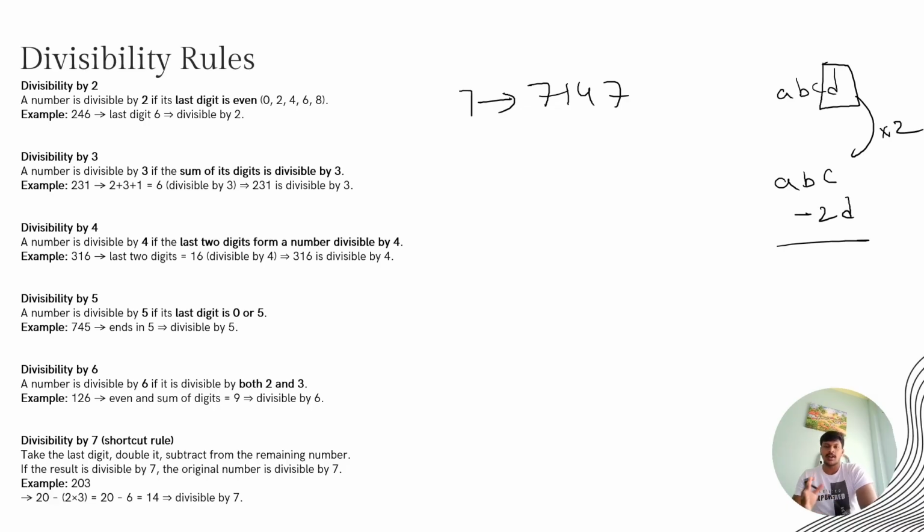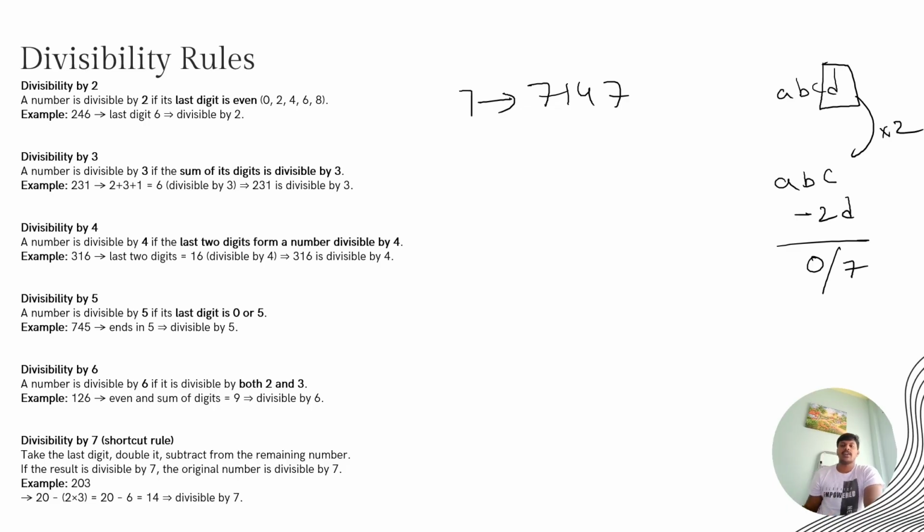So if you make the D double, the remaining letters are ABC. If the difference between this ABC and this 2D is 0 or a multiple of 7, like 7, 14, which is a number divisible by 7, then that number will be divisible by 7. So I know it is kind of confusing for you. Let's go one more time.